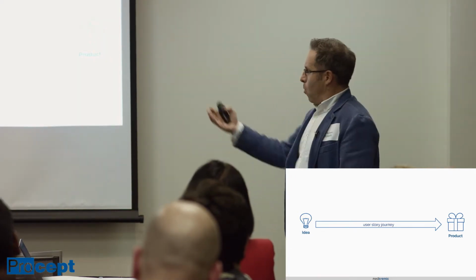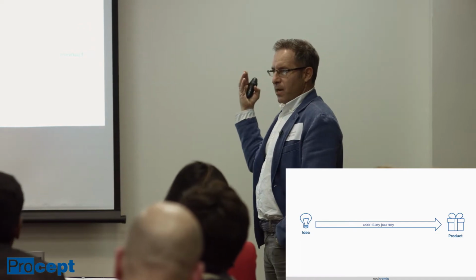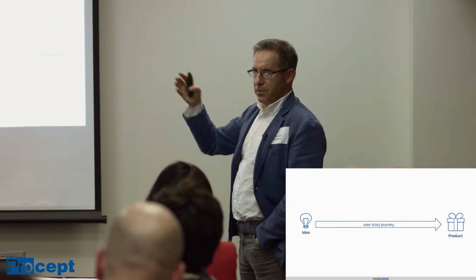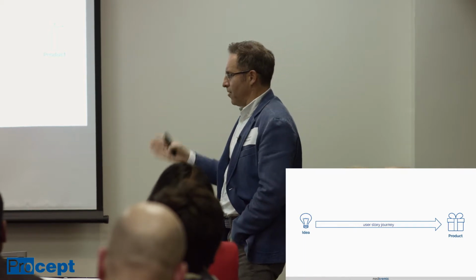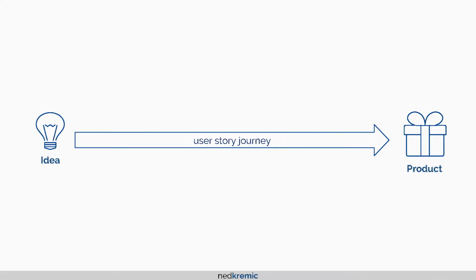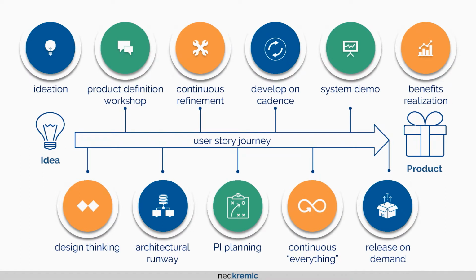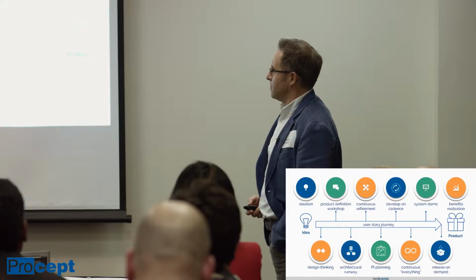I'm going to quickly go through the pipeline, and then I'll stop on the stations which are particularly important for you, because there are a lot of PMs and BAs in this room. Okay, we start with ideation, the idea process. The next one is design thinking. That's definitely the station where we're going to stop today. Then product definition workshop, building the architectural runway, continuous refinement, product increment planning, develop on cadence.